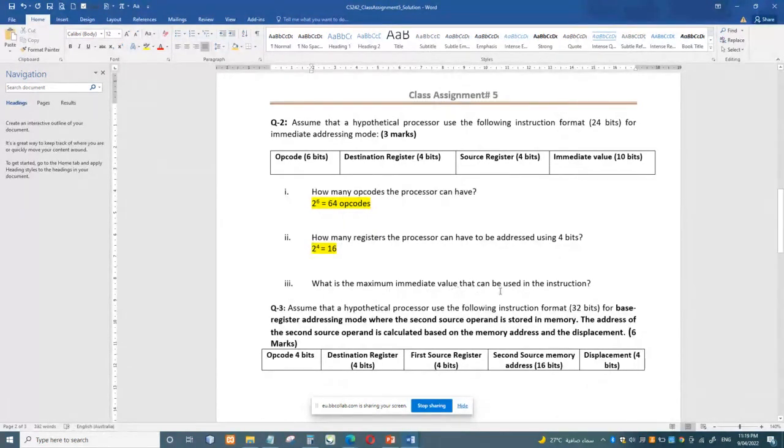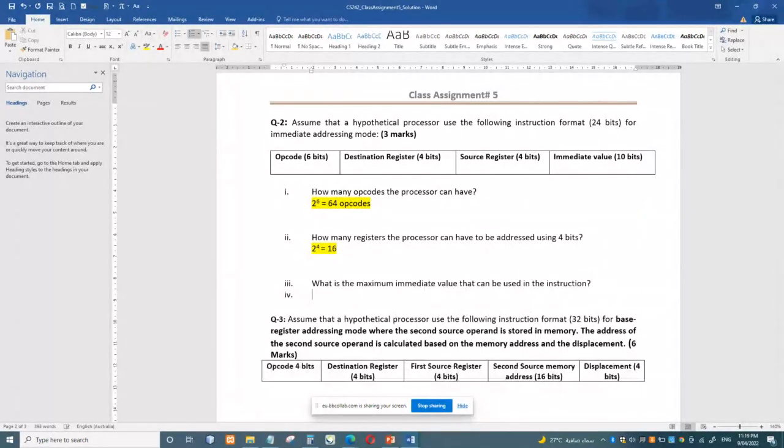What is the maximum immediate value that can be used in the instruction? How many bits can we use for the immediate value? 2 to the power 10. So what is 2 to the power 10? Can anyone tell me the value of 2 to the power 10?